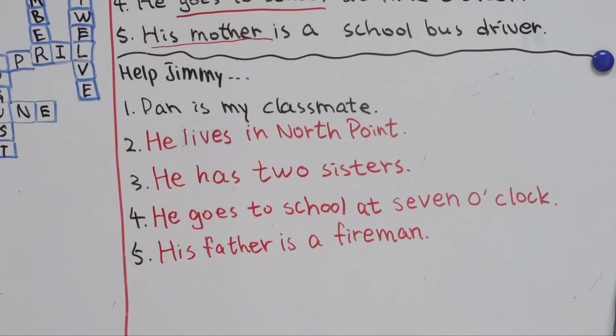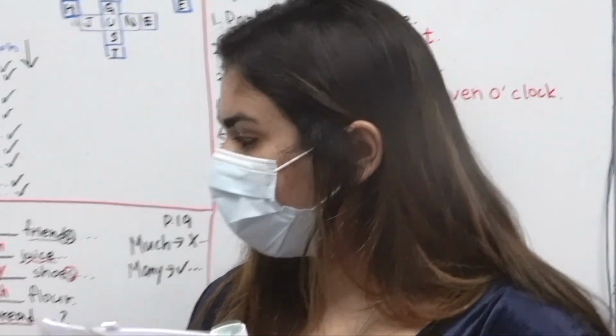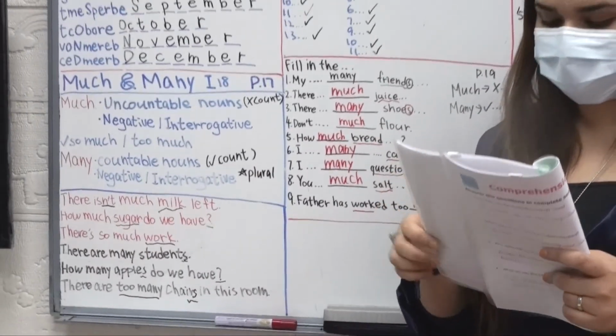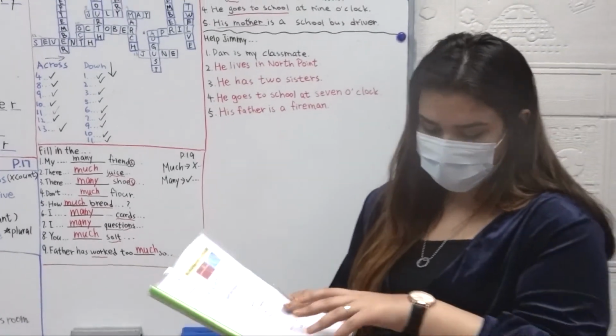So done writing? Good job. We are done with writing. Please go home and do revision on much and many. Okay, remember much is used for uncountable nouns and many is used for countable nouns. Okay, please go home and do revision on that. I'll see you again next week.